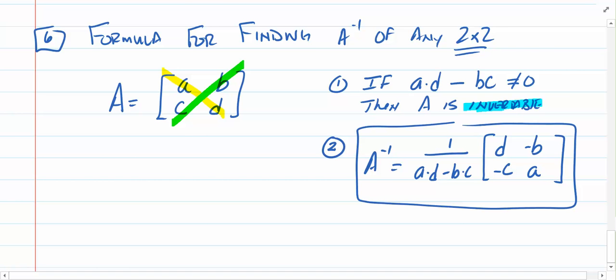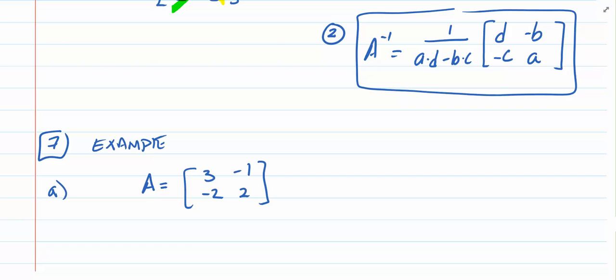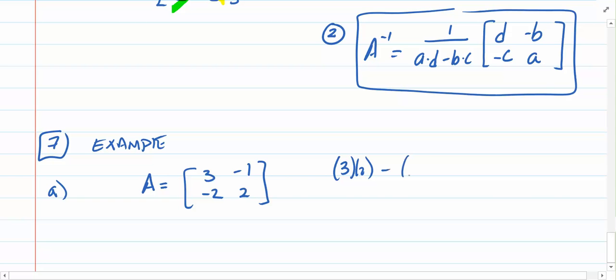Okay, so while everyone's copying that down, since we only have a little bit of time left, let's say we have this 2 by 2 matrix. A is 3, negative 1, negative 2, 2. So the first thing I'm going to check is this. I'm going to do 3 times 2 and subtract off a negative 2 times a negative 1. That gives me 6 plus what? Or, sorry, this is going to be 6 minus, so what? I'm getting 6 minus 2. I'm getting 4 out of this thing. Are you guys getting 4 out of this thing? Okay, I'm getting 4, right?